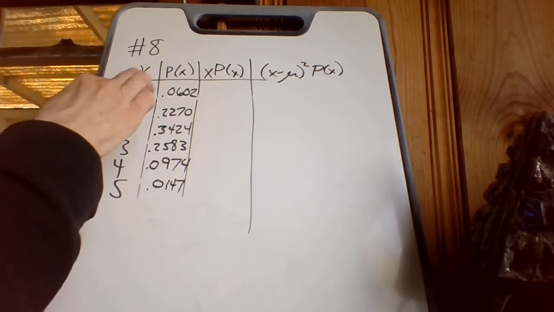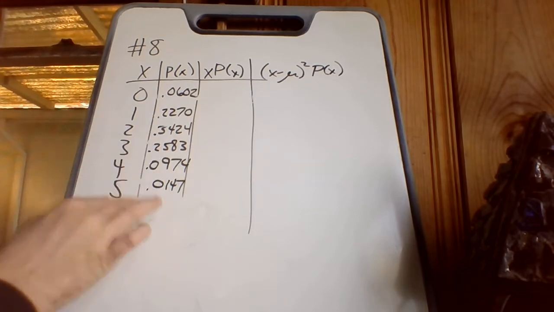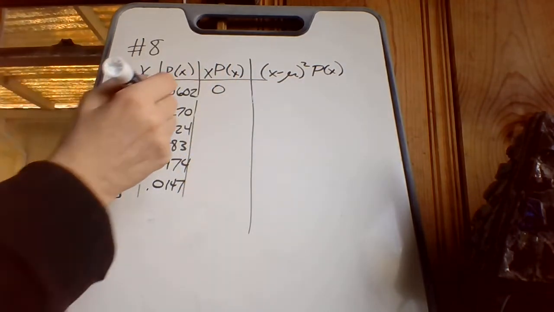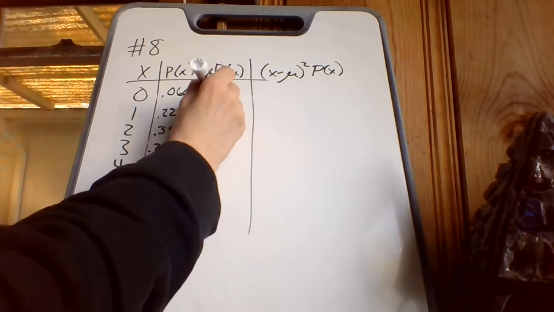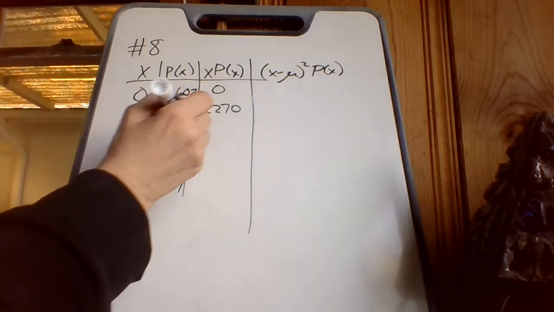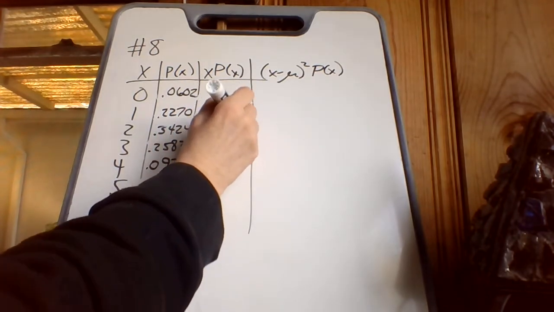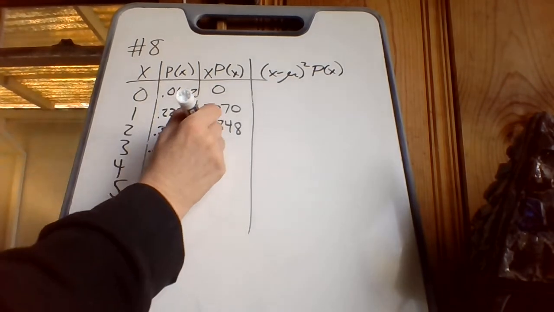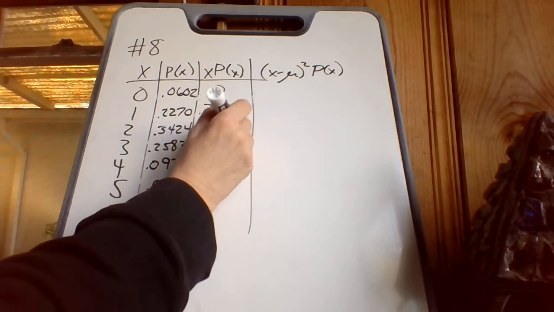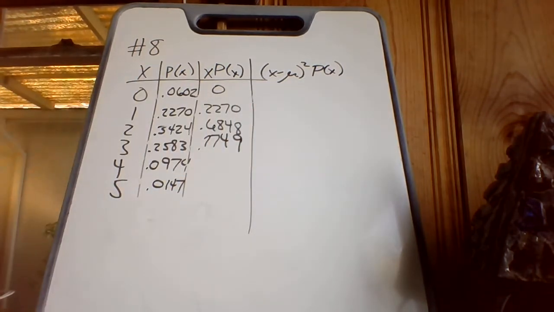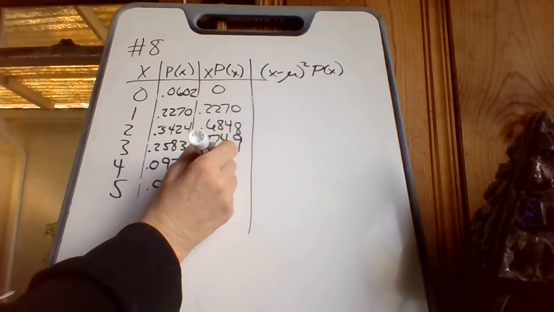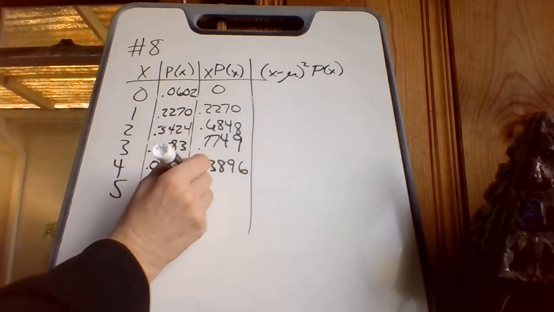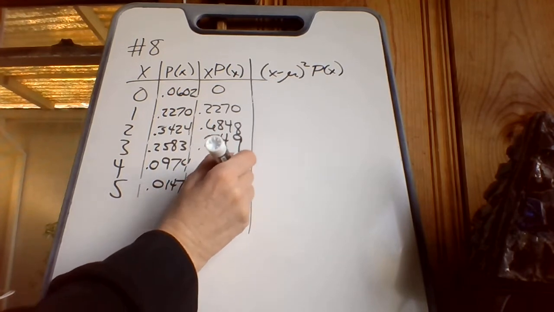All right, XPX, so you're just taking these two columns and multiplying them together. 0 times 0.0602 is 0. 1 times 0.2270 is 0.2270. 2 times 0.3424 is 0.6848. 3 times 0.2583 is 0.7749. 4 times 0.0974 is 0.3896. And 5 times 0.0147 is 0.0735.